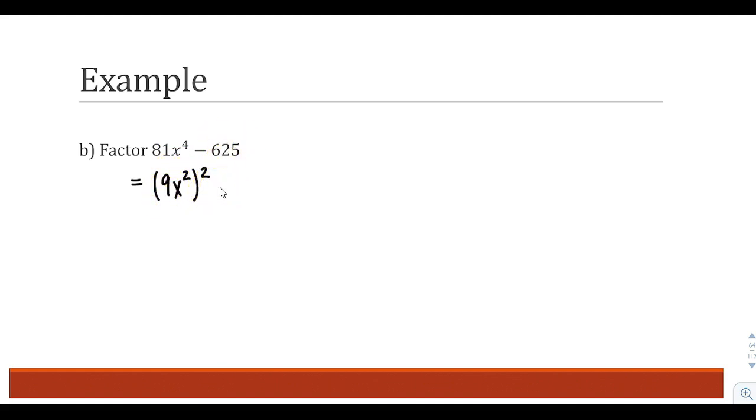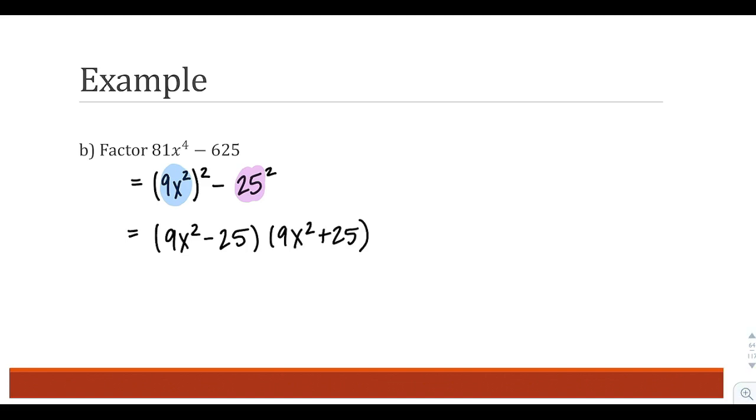And then I'd have minus 625 is 25 squared. So we have our first term is 9x squared, that's being squared, and our second term is 25 that's being squared. So this will factor to 9x squared minus 25 and 9x squared plus 25. So we've applied the difference of squares formula, but we constantly have to ask ourselves, is there anything more I can do? Can I continue to factor?